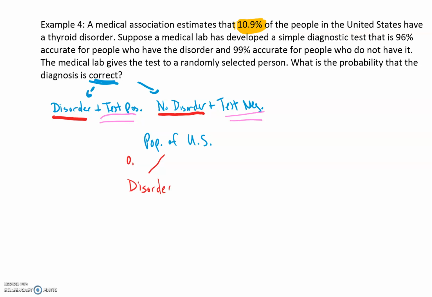But we know 0.109, or 10.9%, of the entire population has a disorder. So what does that mean about the people who don't have a disorder? Well, this is where the complement comes in. If 10.9% of them have the disorder, the remaining 89.1% don't, because you either have it or you don't. There's no in between. You can't kind of have the disorder but kind of not have it. It's either one or the other, not both, which is why we can use the complement. So I'm going to convert this again to a decimal: 0.891, or 89.1%, of our population has no thyroid disorder.